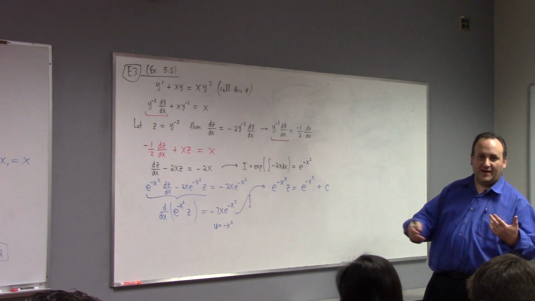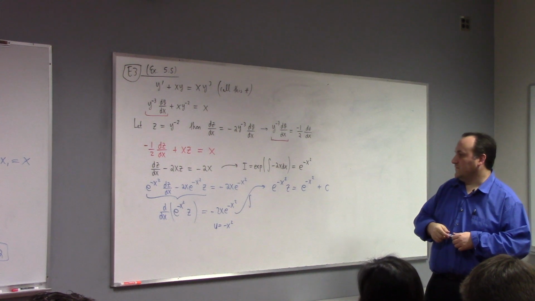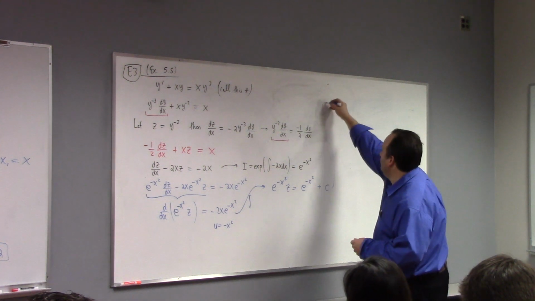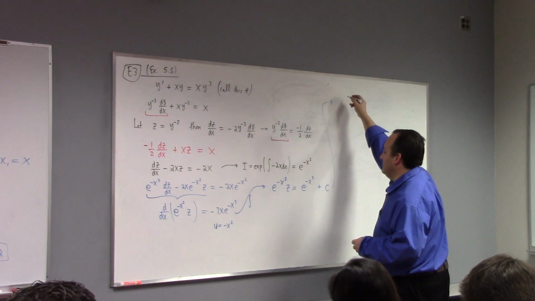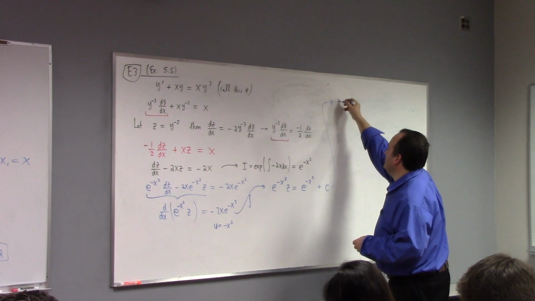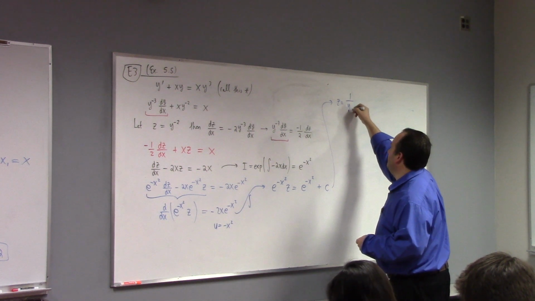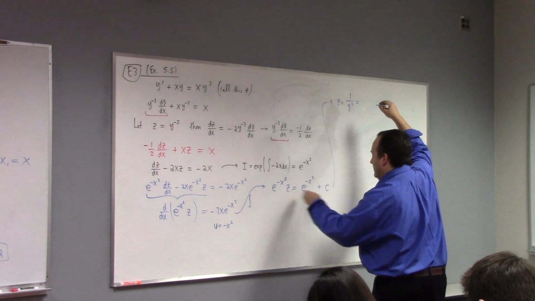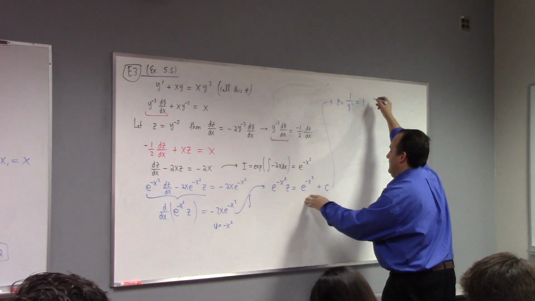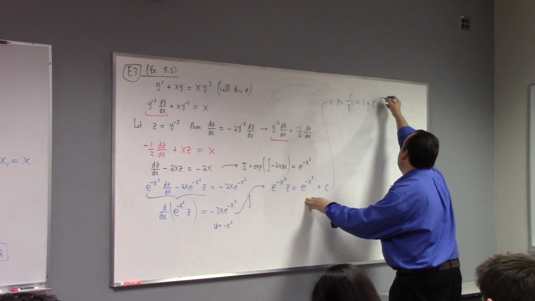Yeah, now we have to go back to y, right? So z, I'll put it up here. What we have is, I'm going to isolate the z. z equals 1 over y squared, right? And that's equal to, solving for z here, 1 plus c e to the x squared.